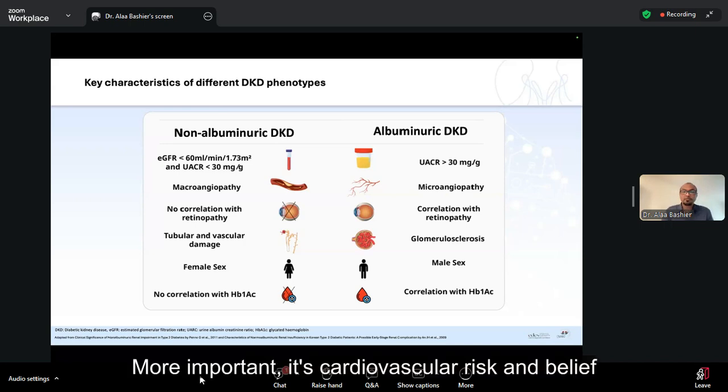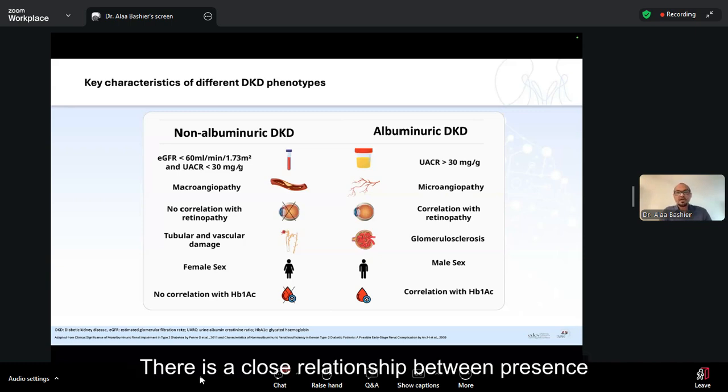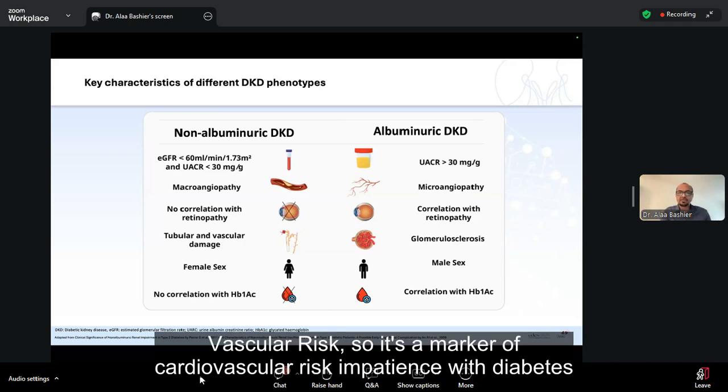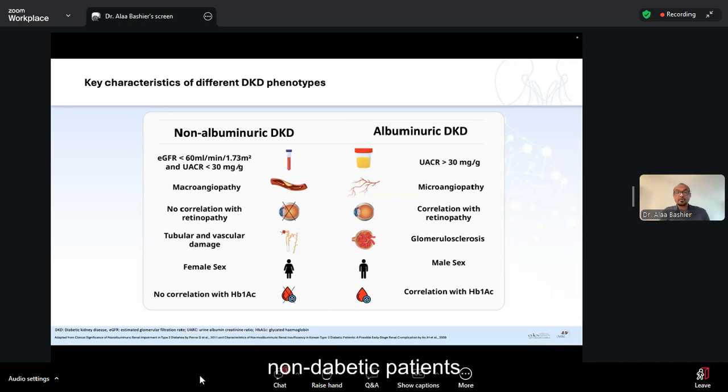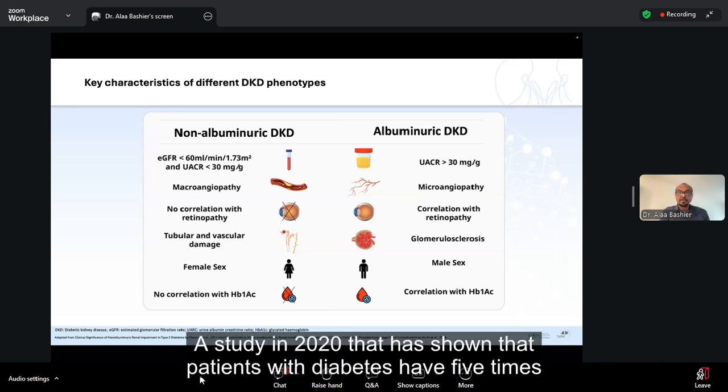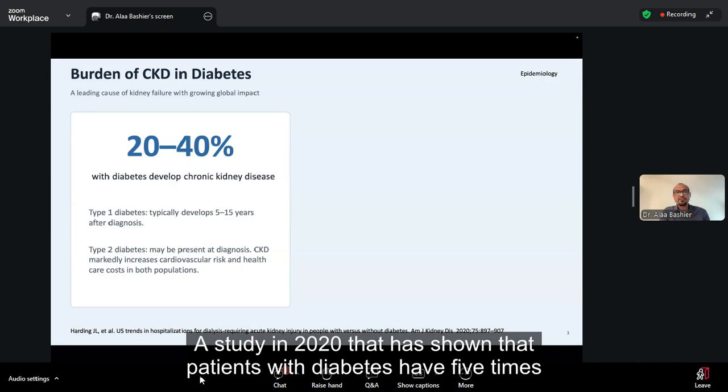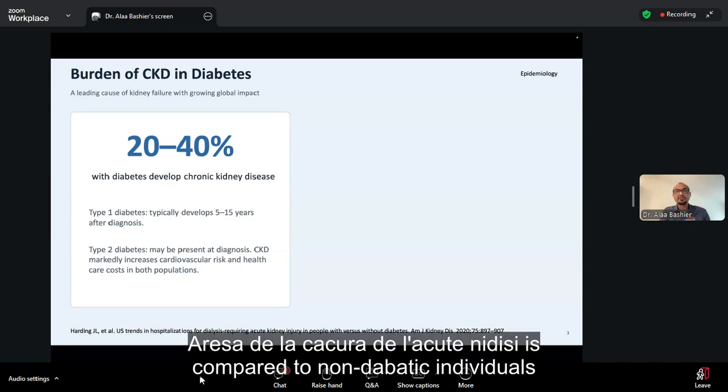More important, it's a cardiovascular risk amplifier. We know that there is a close relation between the presence of proteinuria and increased cardiovascular risk, so it's a marker of cardiovascular risk in patients with diabetes. Even acute kidney disease is more common in patients with diabetes than in non-diabetic patients. A study in 2020 showed that patients with diabetes have 5 times the risk of developing acute kidney disease compared to non-diabetic individuals.